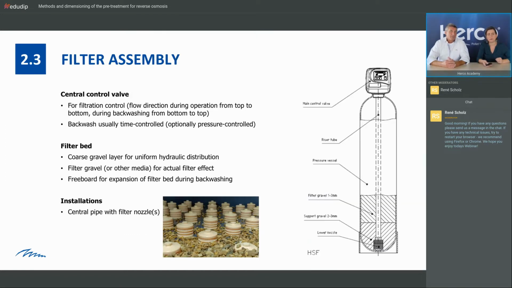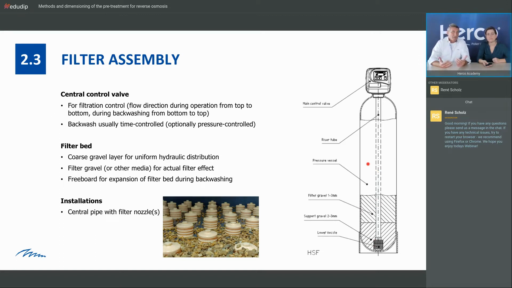Okay, good. Then let's look at the typical filter assembly. For these small filters in our product program, you see a vessel where the material is in, and we filter from the top to the bottom with this dirty water. The control will be done by a central control valve on top of this vessel. That's the easy way. So the flow direction during operation is from top to bottom. During backwashing, this will be countercurrent, so it will be going from bottom to top.